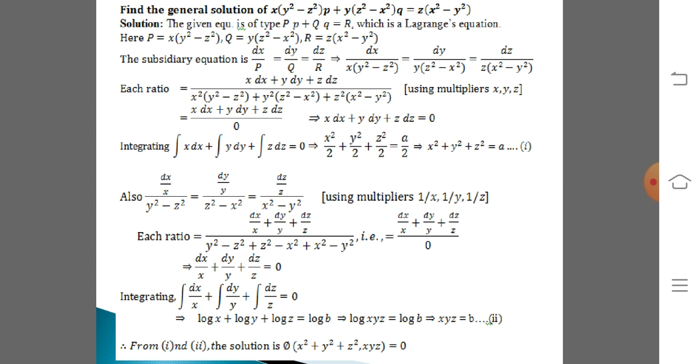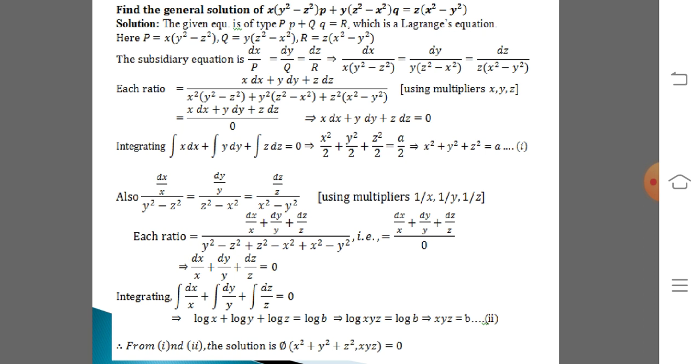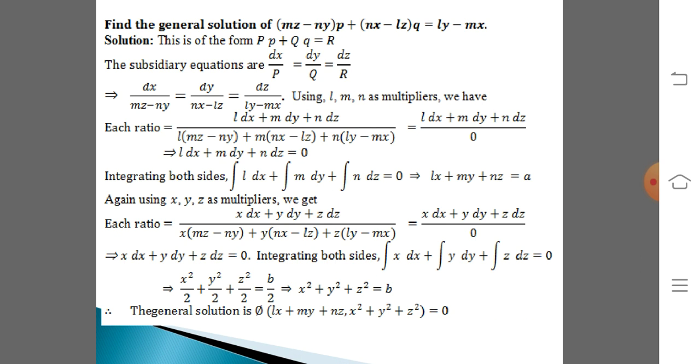So from 1 and 2, since they are of the form u = constant, v = constant, we have the solution to the given Lagrange's equation is φ(u, v) = 0, that is φ(x² + y² + z², xyz) = 0, which is the required solution. Let us take up one more problem.